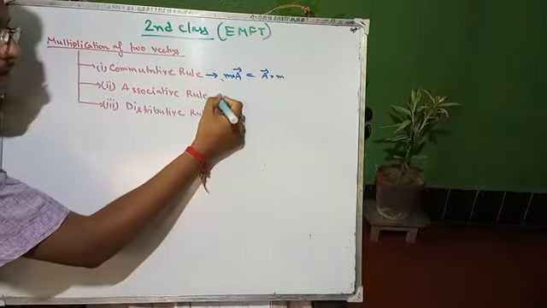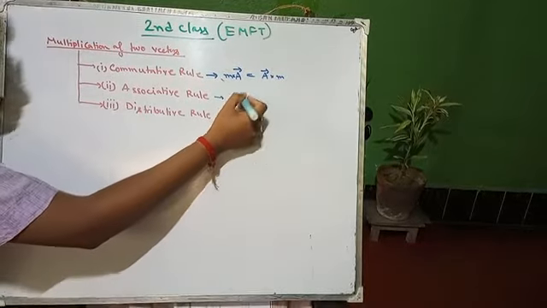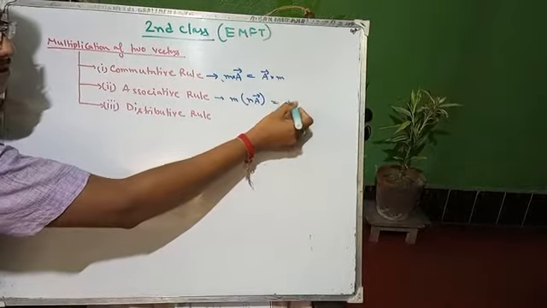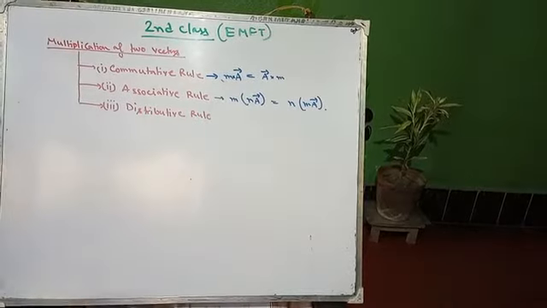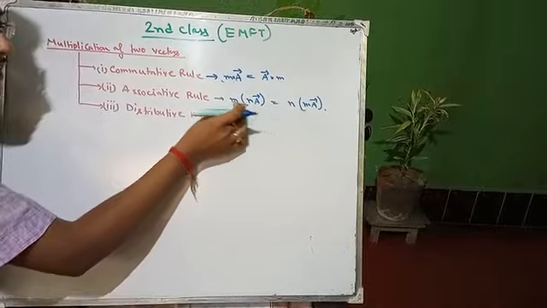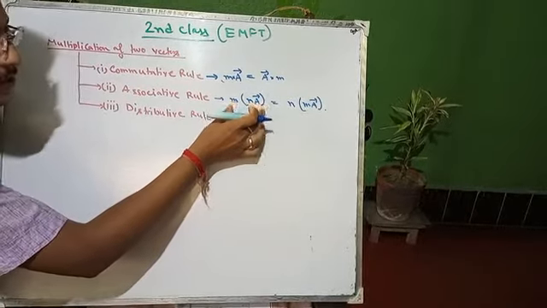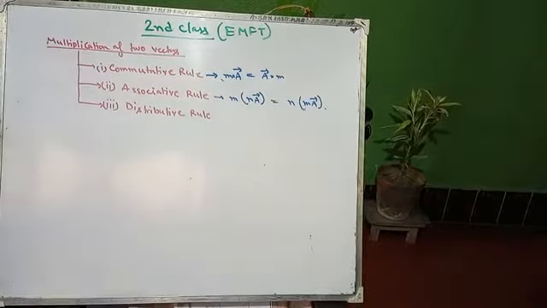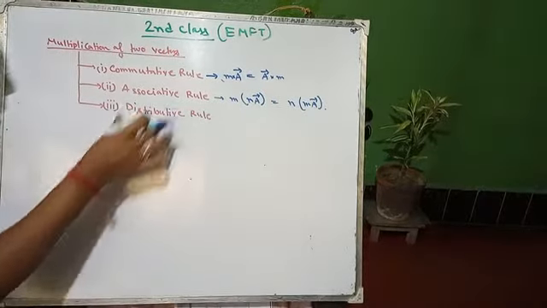What is associative rule? If we consider two scalars m and n, then m into n a vector equals n into m a vector. If we first associate scalar n with vector a, then multiply with scalar m, whatever the result, it will be exactly equal to replacing m and n. Then we have the same results. So this is called the associative rule.